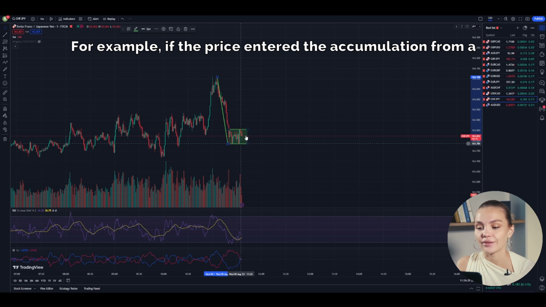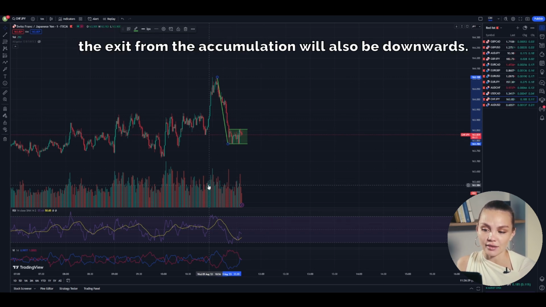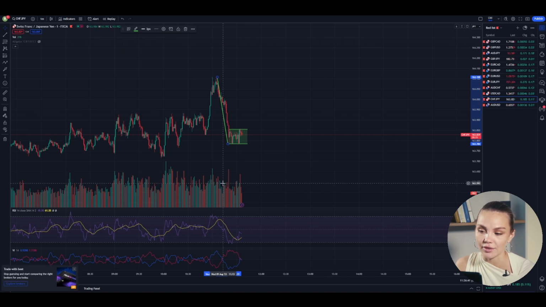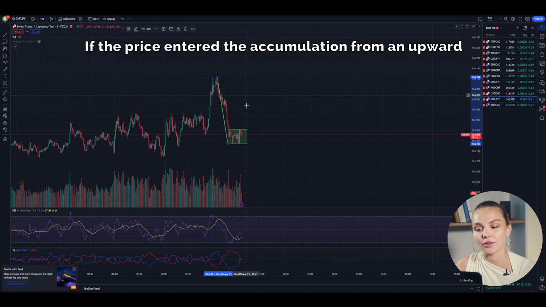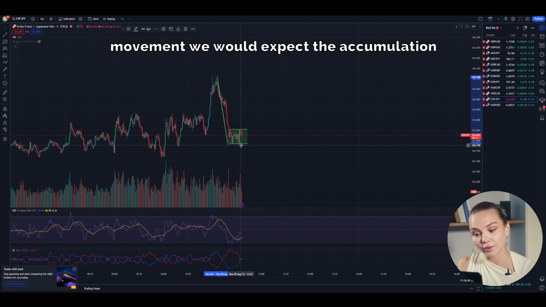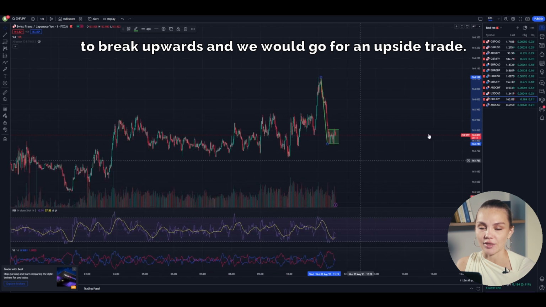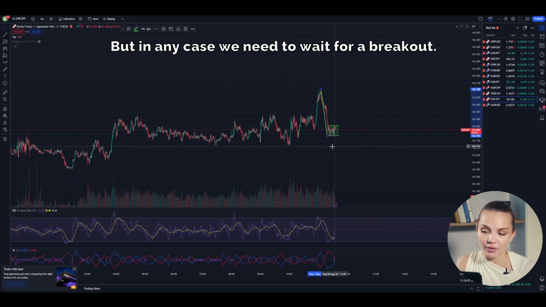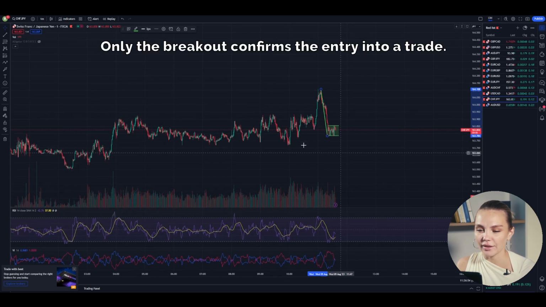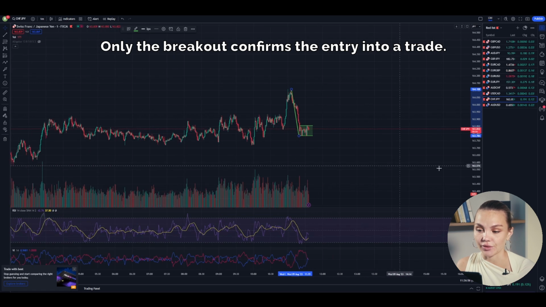For example, if the price entered the accumulation from a downward impulse, it's likely that the exit from the accumulation will also be downwards. If the price entered the accumulation from an upward movement, we would expect the accumulation to break upwards and we would go for an upside trade. But in any case, we need to wait for a breakout. Only the breakout confirms the entry into a trade.